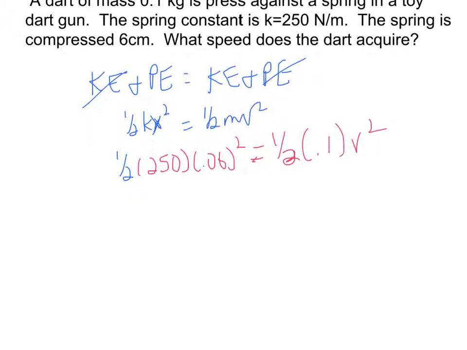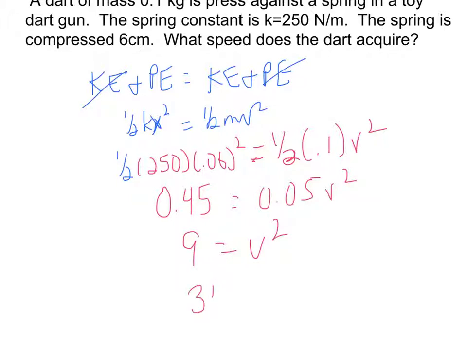Now what happened was I used the wonderful calculator on the iPhone and it gave me 30.45. It should be that. So this is 0.5 v squared. So divided by 0.05 equals 9. Take the square root, I get 3 meters per second. This is velocity. There we go.